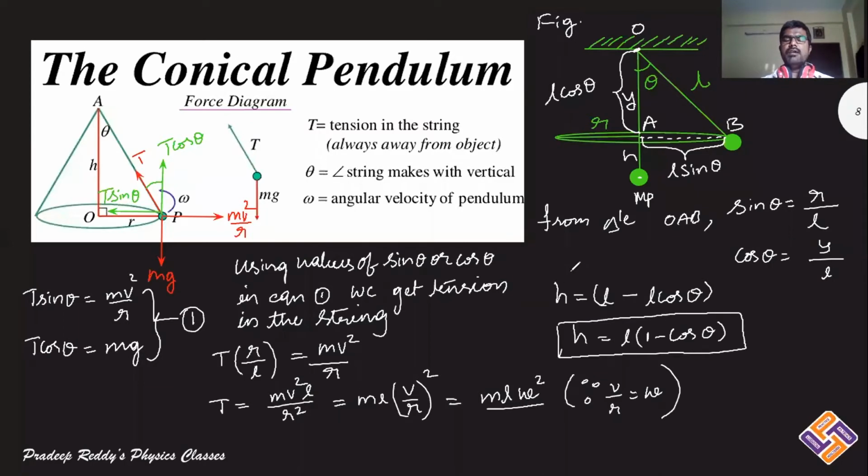So this is the way you can find out the tension in the string of the conical pendulum, and to what height it has been lifted up. You can find out kinetic energies at different positions, and velocities at different positions, by using just these equations. So this is the way you can solve problems related to conical pendulum.